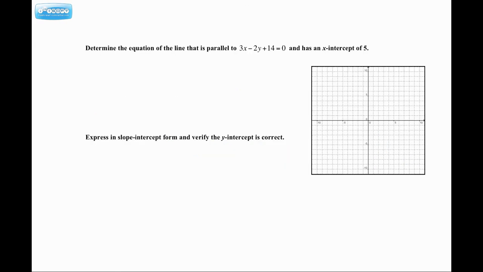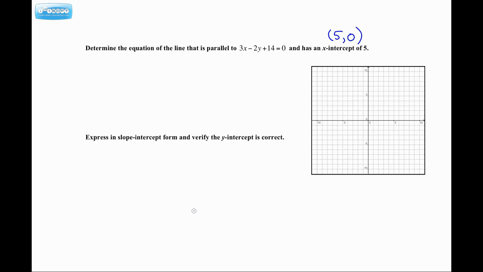Okay, so next we want to determine the equation of the line that is parallel to 3x minus 2y plus 14 equals 0, but has an x-intercept of 5. So, might seem different than the previous example, but it's actually pretty much the same, because they did give us a complete point, because if the x-intercept is 5, that means the y value has to be 0. It can't be anything else.